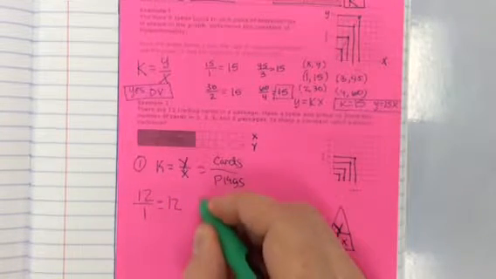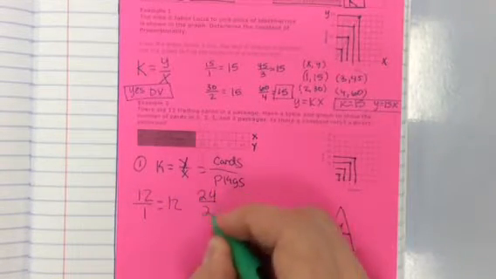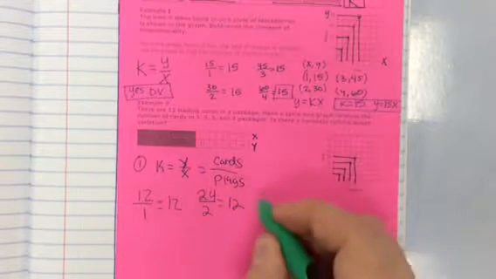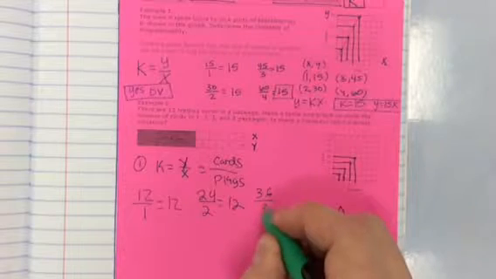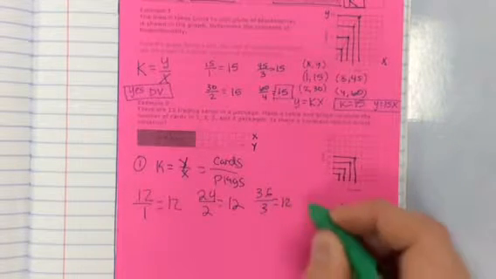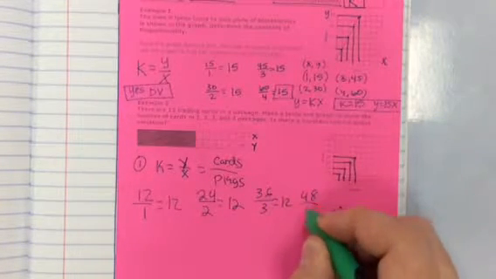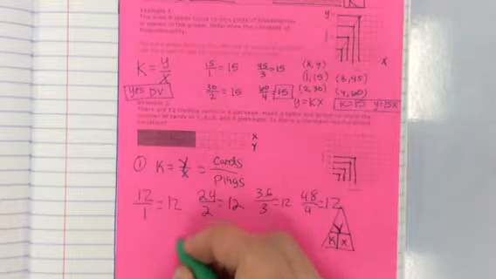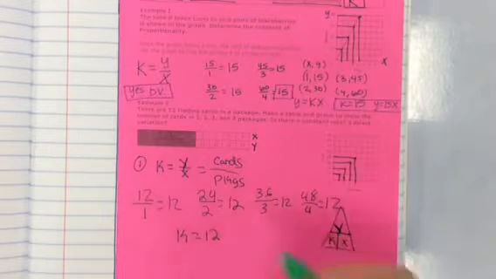Then we have 24 over 2. So 24 divided by 2 is also 12. 36 divided by 3, also 12. And 48 divided by 4, you guessed it, also 12. So in this one, k equals 12.